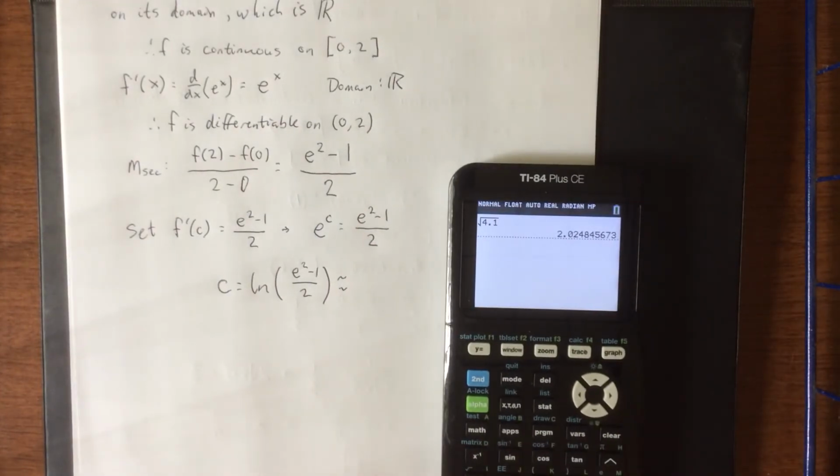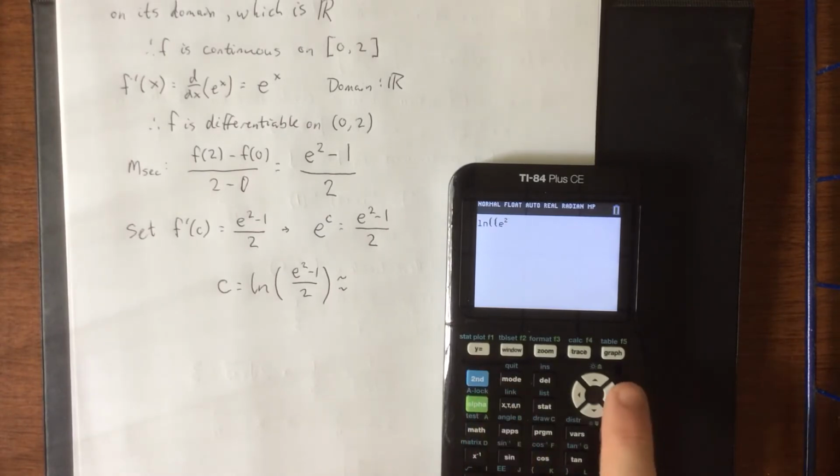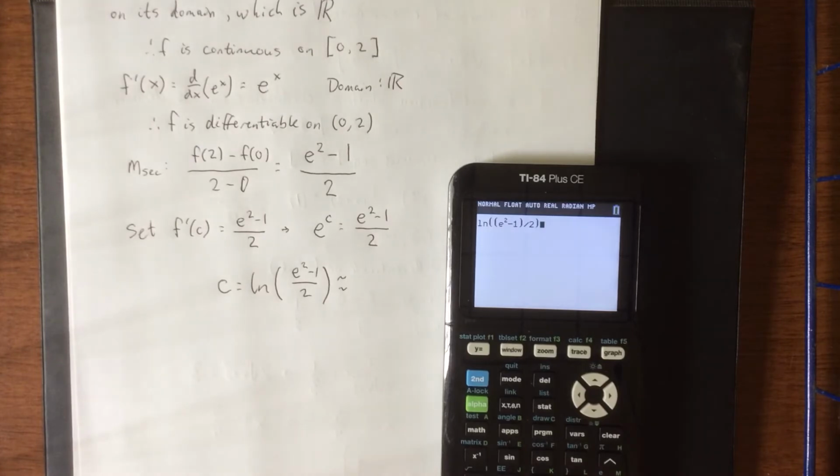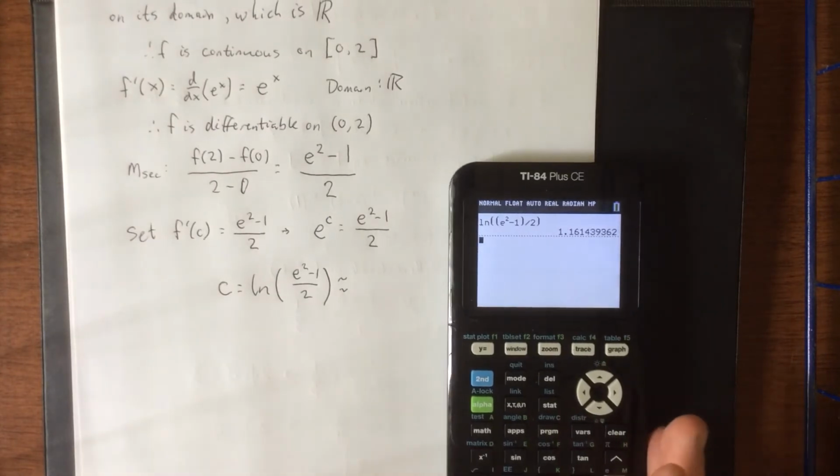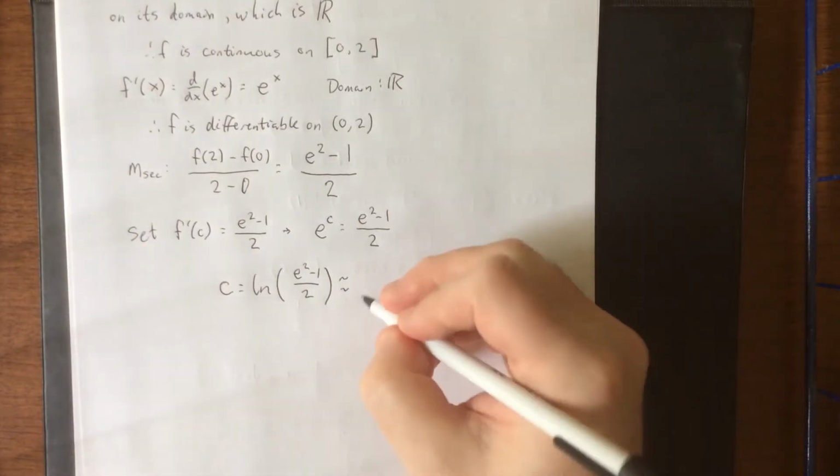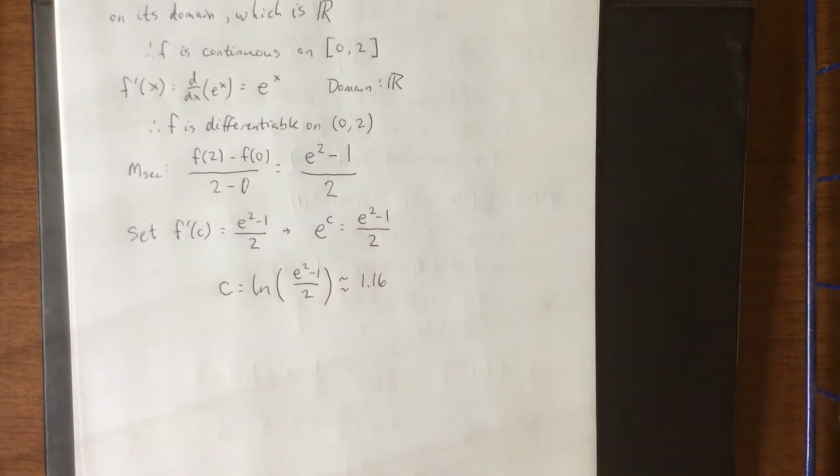Now, in approximating this answer, we are going to see natural log of, extra set of parentheses for the numerator, e squared minus 1, and then divide that by 2. We want to make sure that this number is between 0 and 2, and the calculator helps us verify that it is in fact between 0 and 2. So that's about 1.16, rounding at the second decimal place.